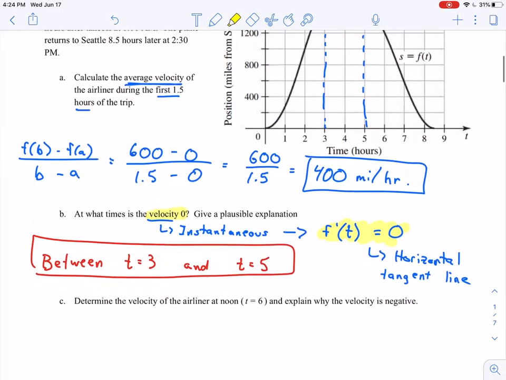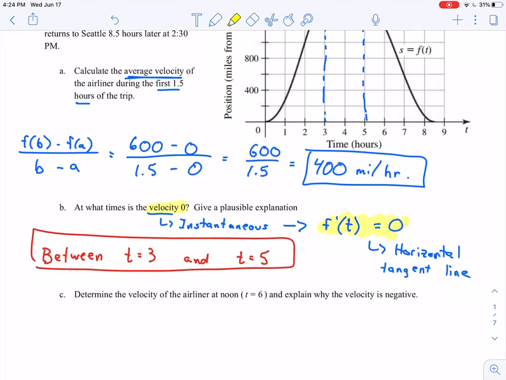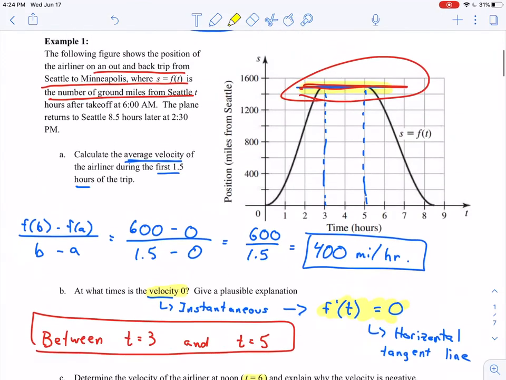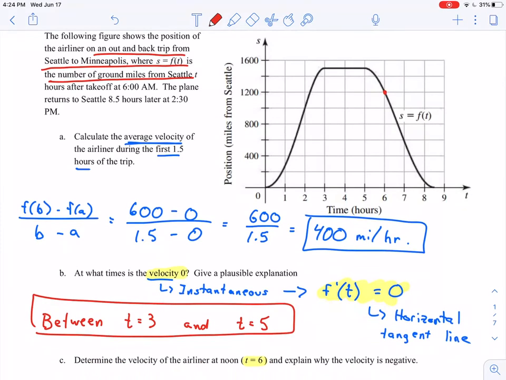Part C says determine the velocity of the airliner at noon and explain why the velocity is negative. So we want to look when t equals 6. So let's go to our graph here. Let's erase it and clean it up here. So at t equals 6, we're talking about this point on our graph. And again, notice it says determine the velocity. It's not average velocity, just the velocity. So we really want the instantaneous velocity. Instantaneous velocity, that means derivative. That means I want the slope of the tangent line.